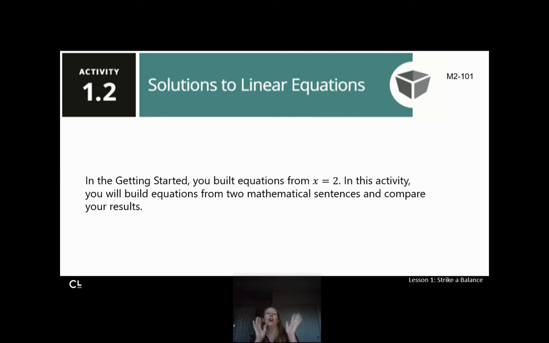If you recall, when we did our getting started lesson in class last time, remember how you built an equation from x equals 2? We all ended up building different equations, but you started off with x equals 2. Now we're going to do something similar in these activities, but a bit of a simplified version.